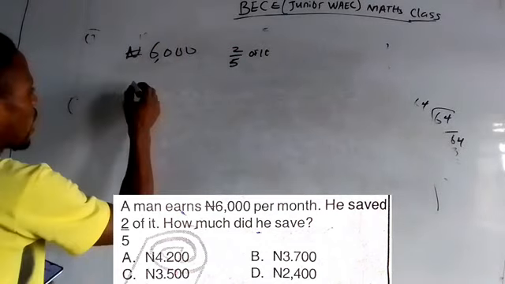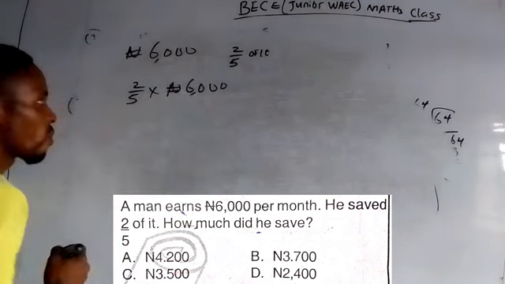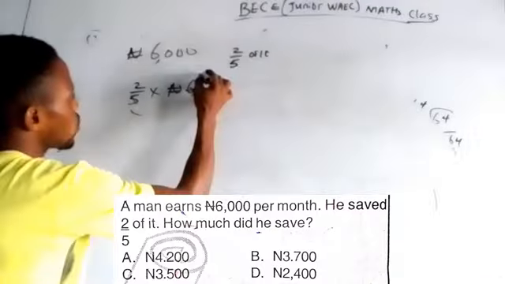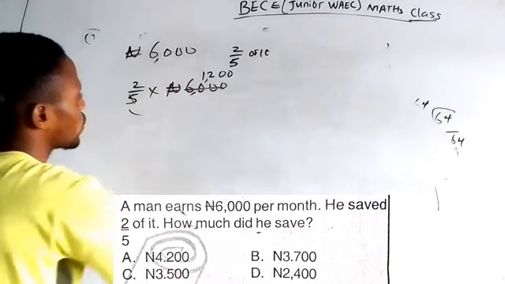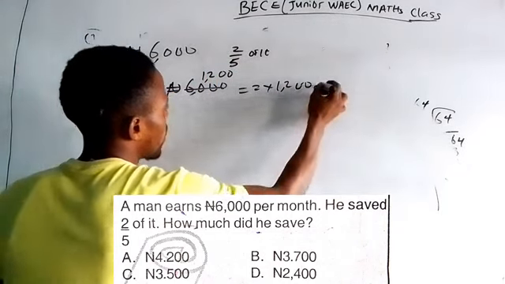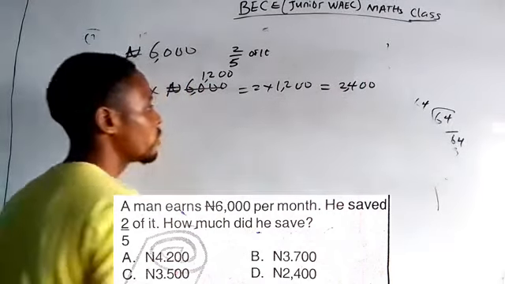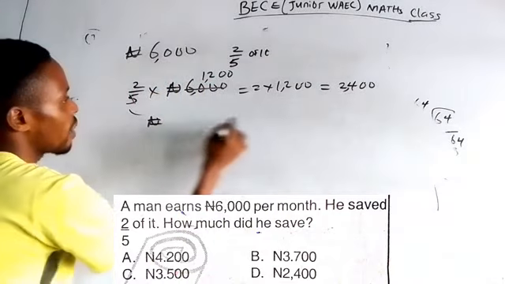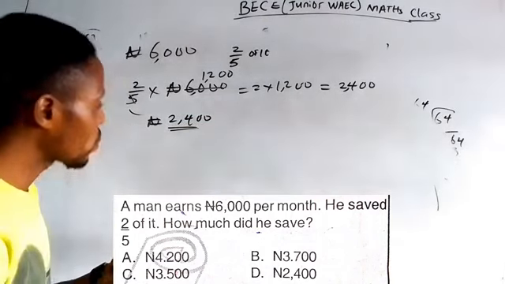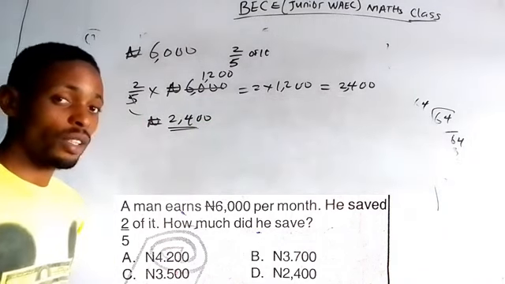So that is equal to 2 over 5 multiplied by 6,000 naira. Here, 5 into 6,000 is 1,200. So we have 2 times 1,200, that equals 2,400. So the man could save 2,400 naira per month, after earning 6,000 naira on a month salary.